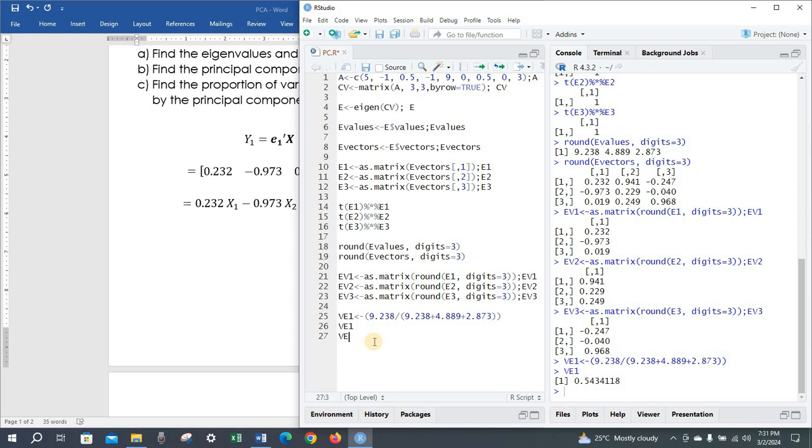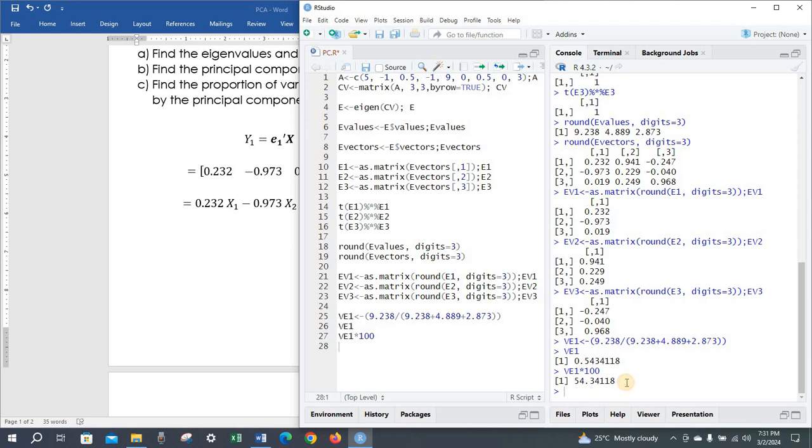Now multiply it by 100%, which gives 54.34% for the first principal component. You can also find out the proportions for the second and third principal components in the same way. So that's it.